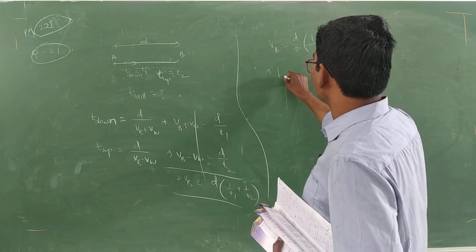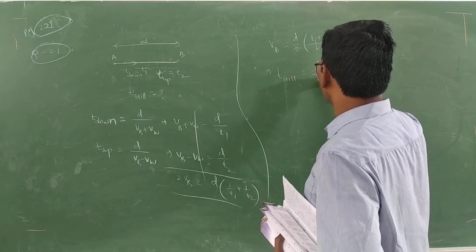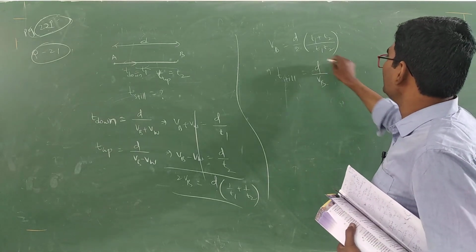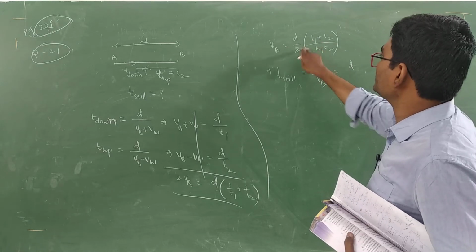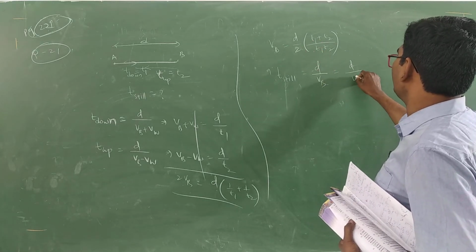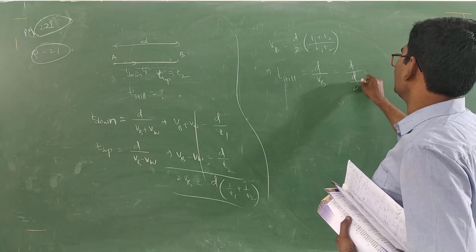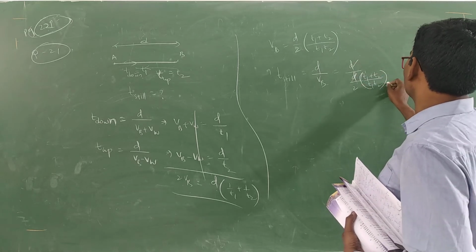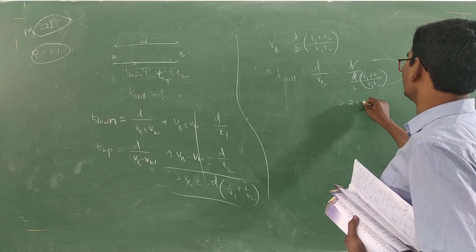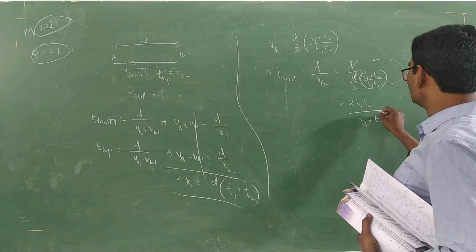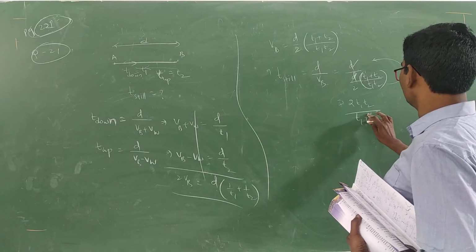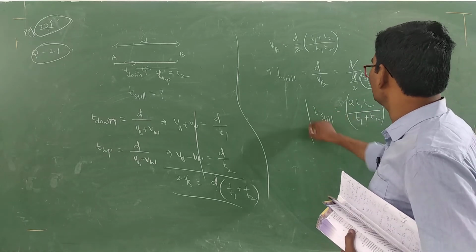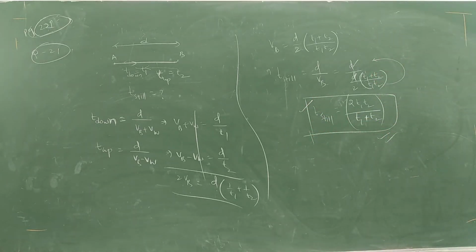Now what they are asking is the time taken in still water. Formula: distance by velocity of boat alone. So D by VB. What is VB? D by 2 into T1 plus T2 by T1 T2. D and D cancel, and this goes to the numerator. What is this? 2 T1 T2 by T1 plus T2. That's the formula for time taken in still water.